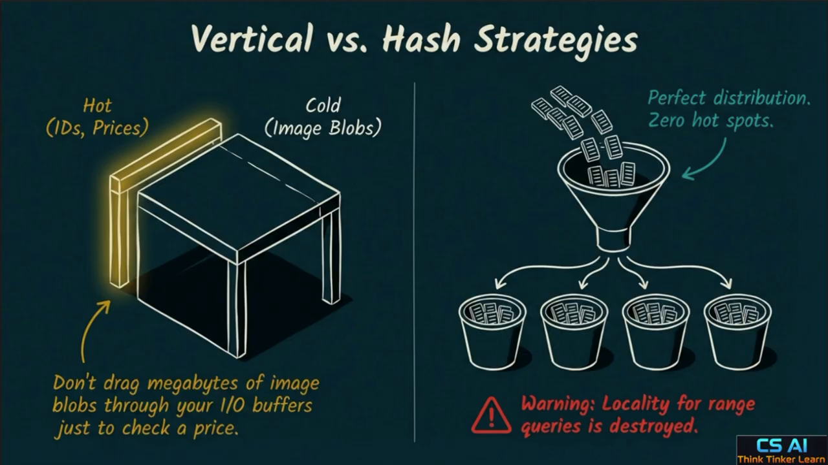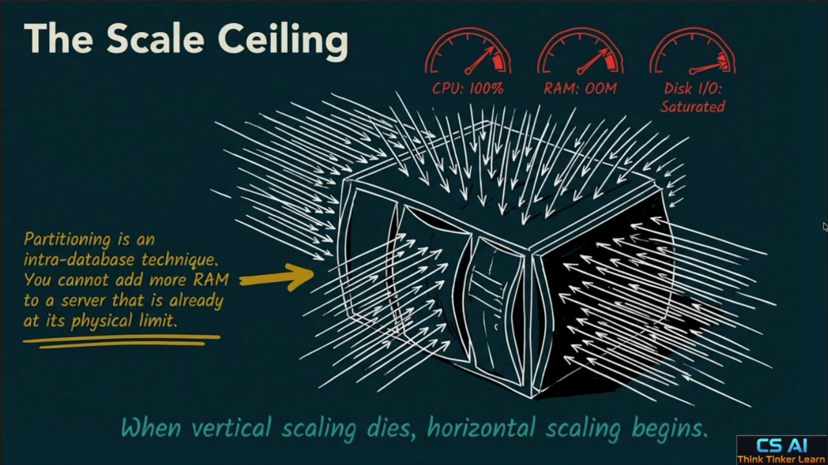When choosing a strategy, compare vertical and hash. Vertical partitioning pulls cold columns like huge image blobs out of the hot path so your CPU and RAM aren't wasted dragging that data around to check a simple price. Meanwhile, hash partitioning is a master of perfect distribution and eliminating hotspots, though it does sacrifice data locality for range queries.